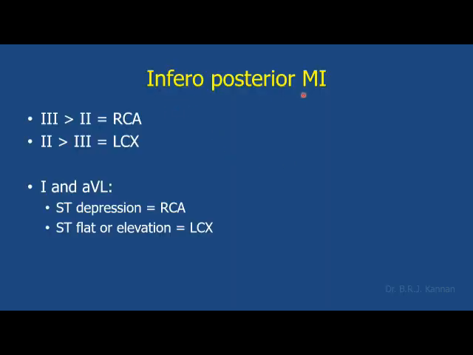So in inferior myocardial infarction, if lead 3 is more than lead 2, it is RCA occlusion. If lead 2 is more than lead 3, it is circumflex occlusion. There is also one more clue. Look at lead aVL. If lead aVL shows ST depression, again it is right coronary artery. If aVL shows a flat ST segment or ST elevation, it is circumflex coronary artery.